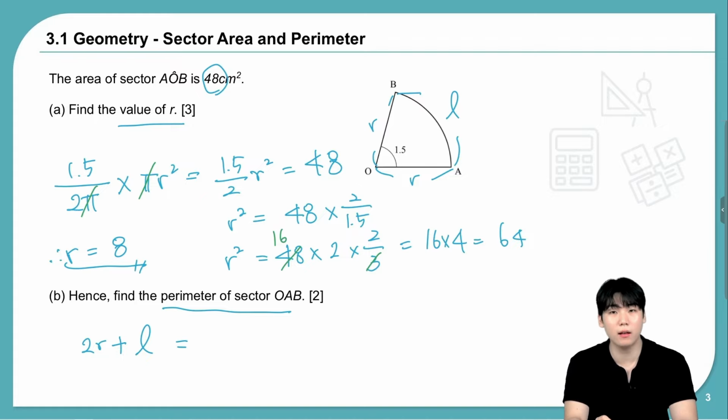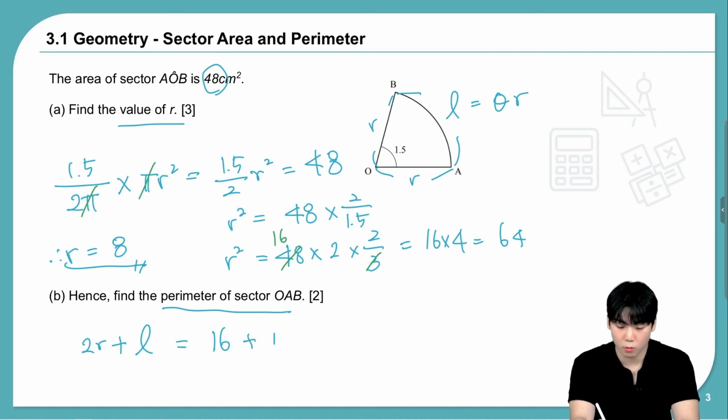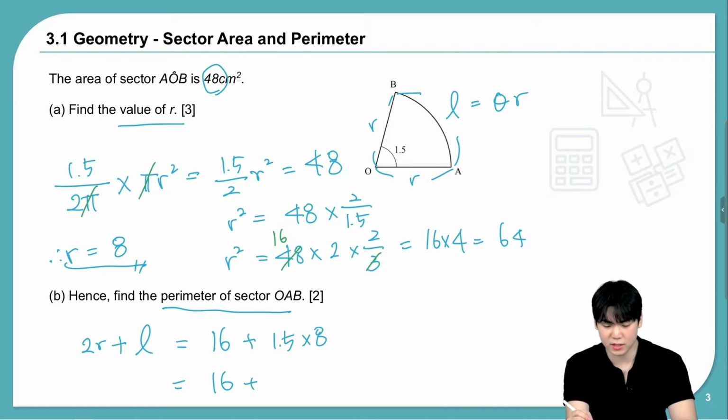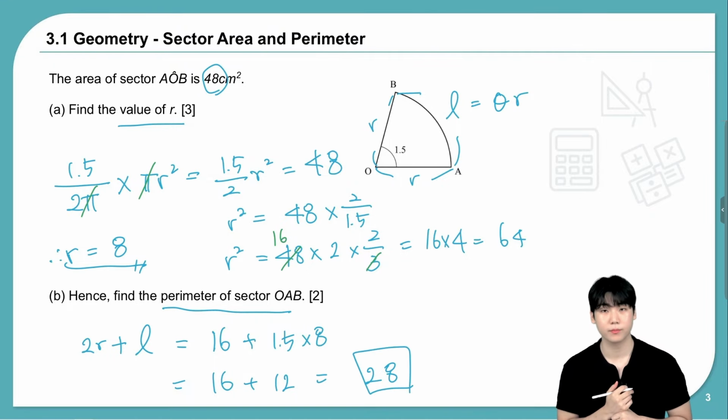And how do we find L? L is given by the formula theta r. So we have 16, which is 2 times 8, plus 1.5 times 8. And 1.5 times 8, that is 12. So our length of the perimeter is 28. Okay? All right, let's move on to the second question.